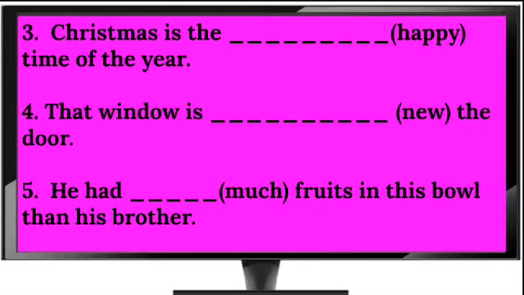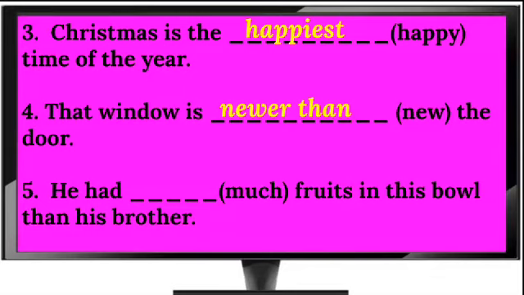Let's go to 3. Christmas is, and we have happy time of the year. So let's get our answer. Christmas is the happiest time of the year, comparing that time with all the other times. The window is new, the door. Comparing window and door, here we have newer than. So window is newer than the door. And here we have our than accompanying our comparative.